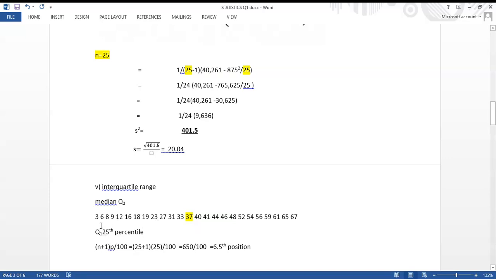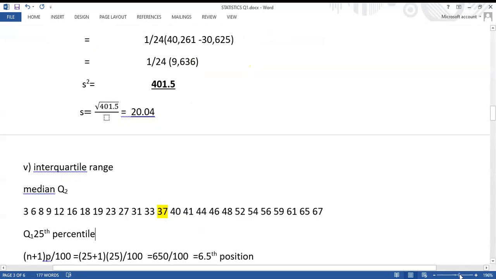So we say 1, 2. Let me zoom in a bit. 1, 2, 3, 4, 5, 6. 6.5, yes, 6.5 is here. 1, 2, 3, 4, 5.